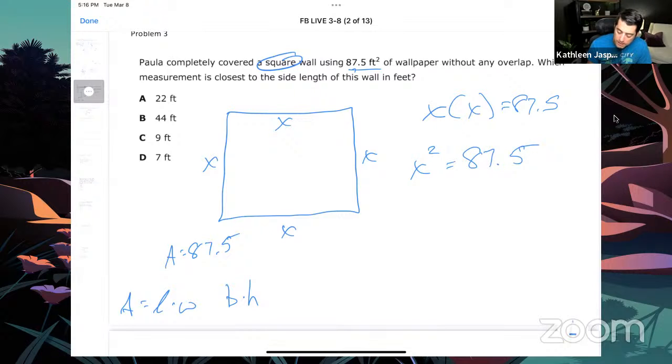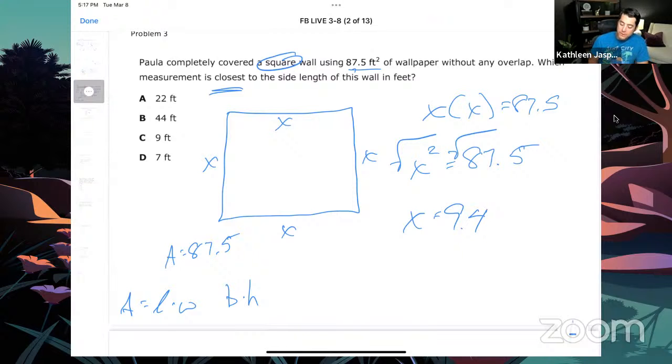How do we figure this out? If you're getting this problem, you're going to have a calculator to use. So all you have to do is take the square root of 87.5, and you will get 9.4. It says which measurement is closest.